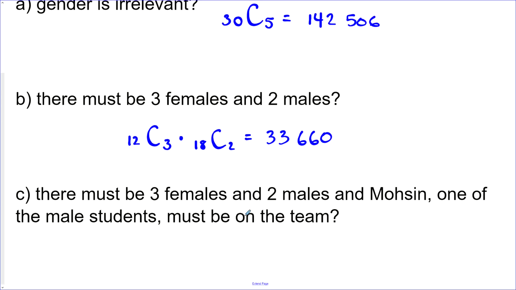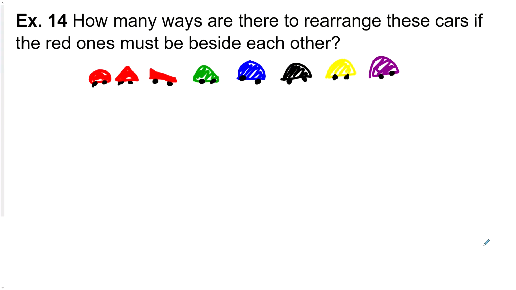And there must be 3 females and 2 males, but Mohsen, one of the male students, must be on the team. He's taking up a position there. That means that we still have 12 females and we're still choosing 3 of them. But our males, we've assured that this guy is already on the team, so that only leaves us 17 to choose from. And since he's taking up one of these spots here, we only want 1 more. So that would only be 3,740.